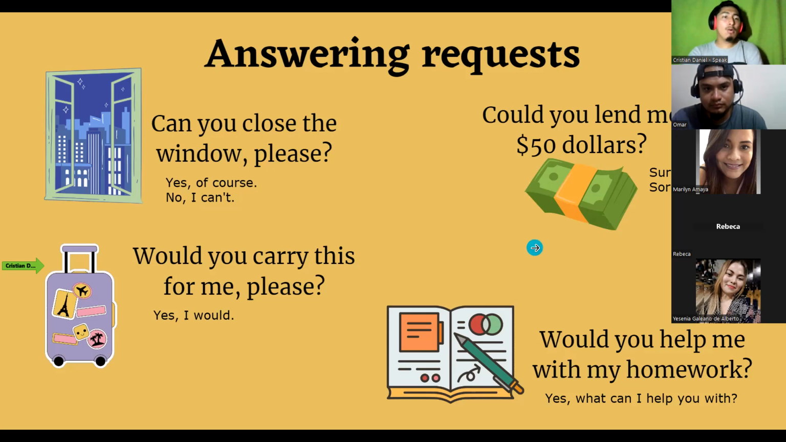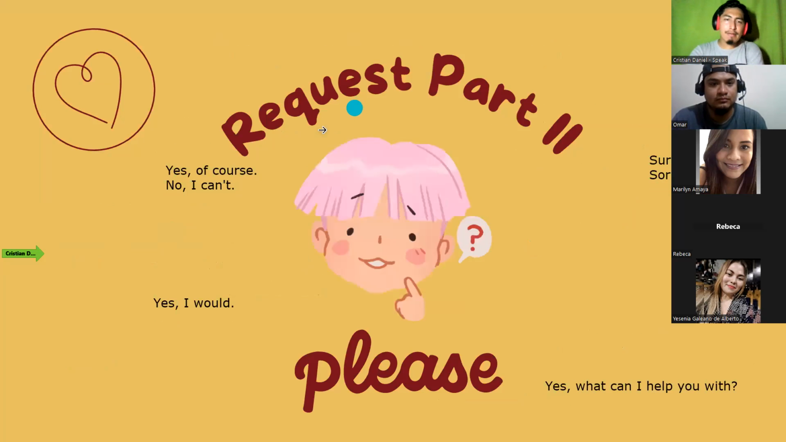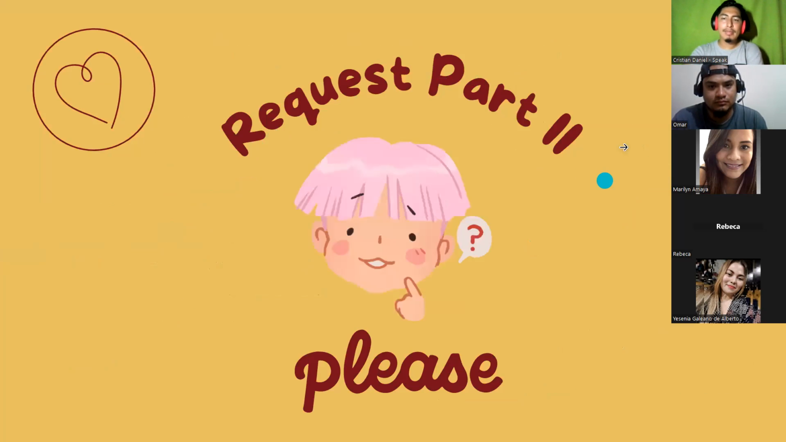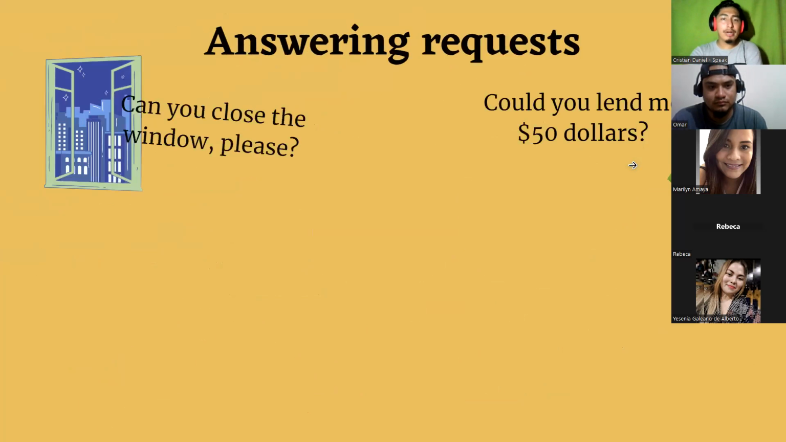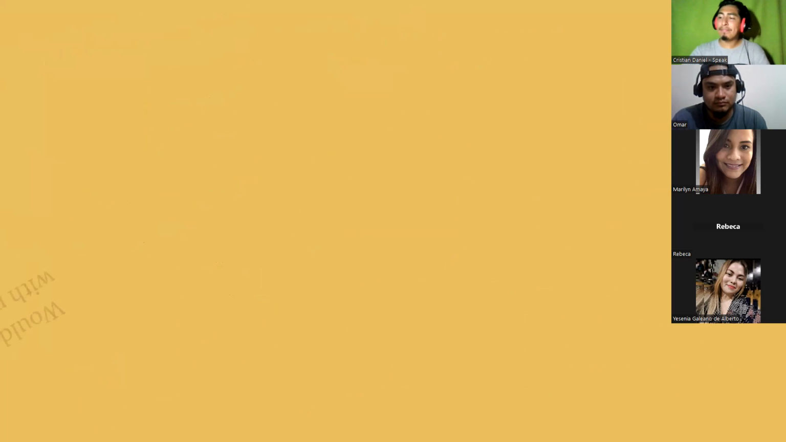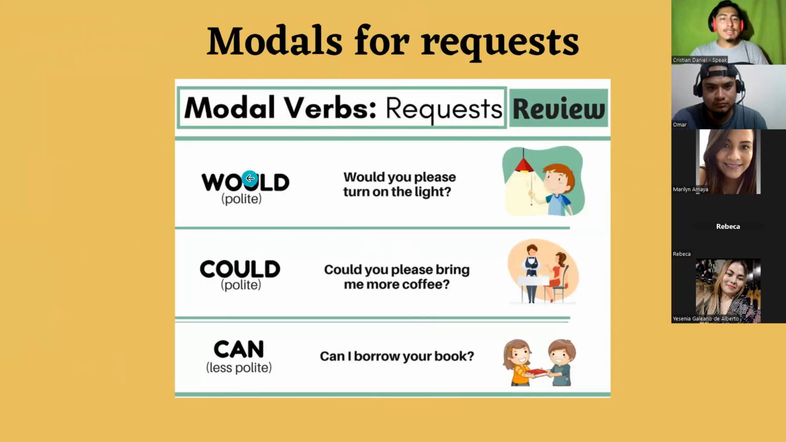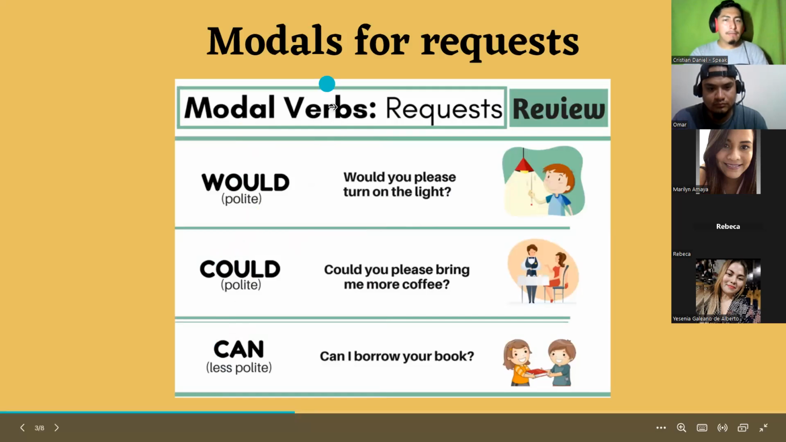Okay? Right now, we have to continue, guys, talking about requests. That's why for today, everybody, we are talking about request part 2. Okay? Let's pay attention to our next structures. Remember that yesterday we studied the structure of 3 modal verbs: would, could, and can. Before we continue, guys, I want to ask you, what is the structure of a request using would, could, or can? Do you remember?